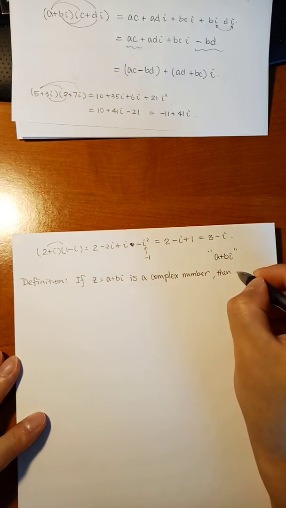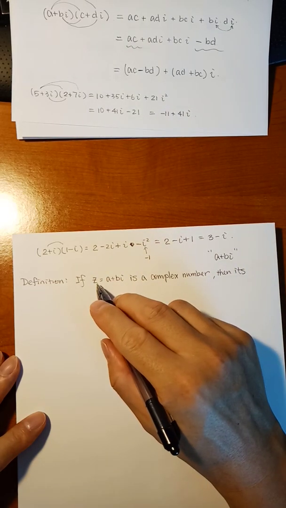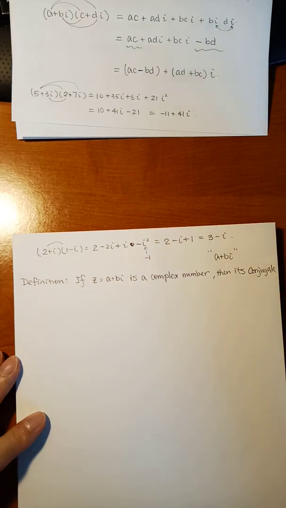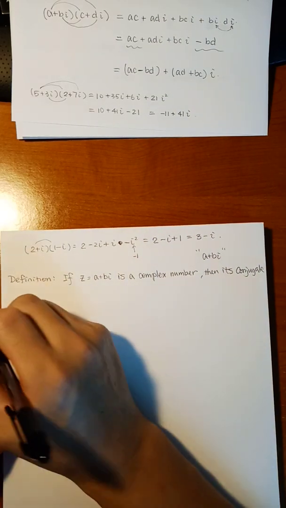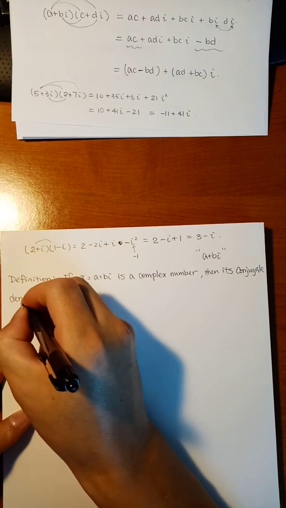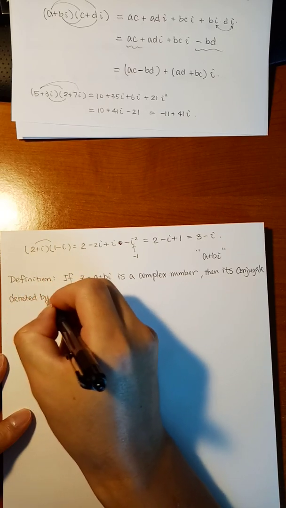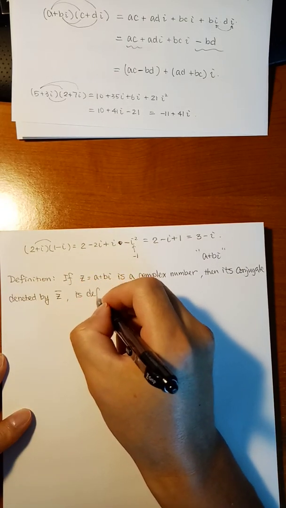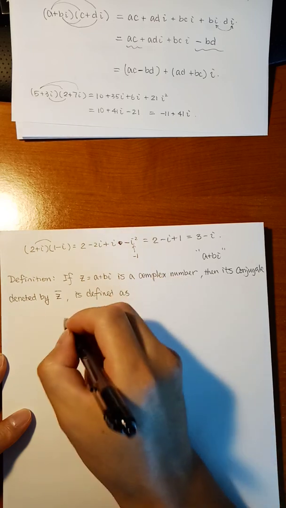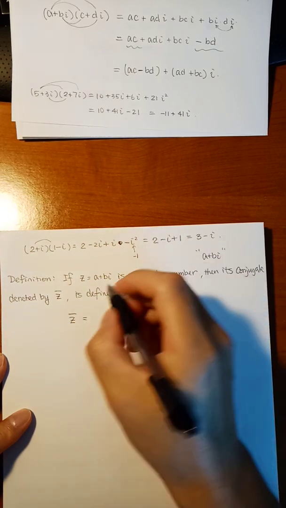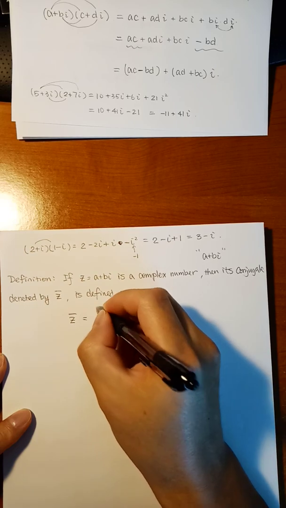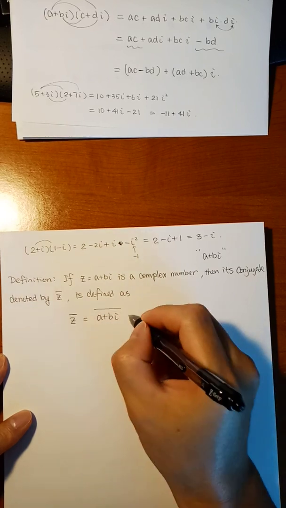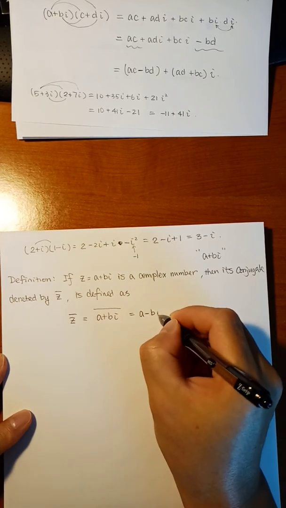Okay, if z equals a plus bi is a complex number, then its conjugate, the conjugate of z, denoted by z bar, is defined as z bar. You can write a big bar above a plus bi. It's defined to be a minus bi.